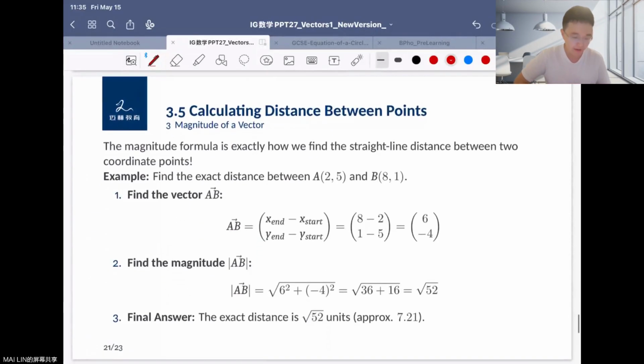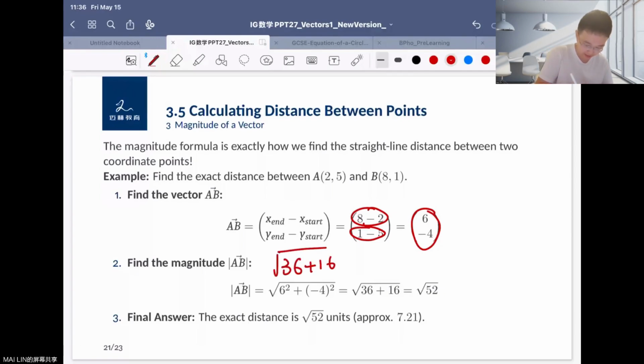And here we have the distance between points. For vector AB, we can say it equals x end minus x start, and next y end minus y start. That is 8 minus 2, and 1 minus 5, equals (6, -4). Then you can just use the formula. You can consider it as a triangle where the two sides are 6 and 4. Using the Pythagoras theorem, the length equals the square root of 36 plus 16, equals the square root of 52. So the exact distance is the square root of 52 units.